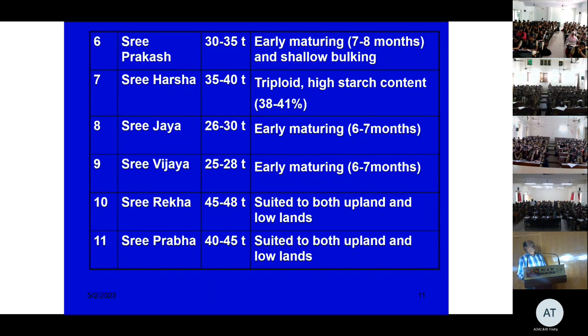Sree Prakash is an early maturing type, 7 to 8 months, and shallow bulking. Sree Harsha is a triploid tapioca variety with high starch content, 38 to 41%. Sree Jaya and Sree Vijaya are both early maturing types, 6 to 7 months. Sree Rekha and Sree Prabha are suitable for cultivating in upland and lowland conditions, with a yield potential of almost 40 to 48 tons per hectare.